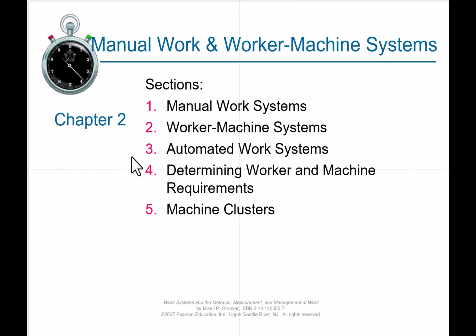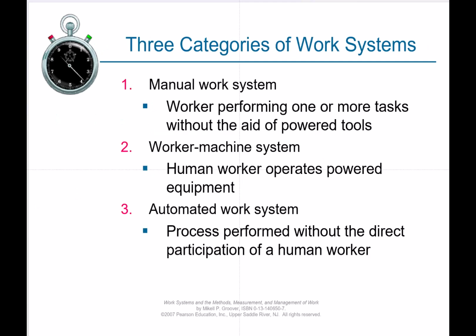This is pretty much the observation of some manual work, and then we're going to work with the observations of machine systems and then the automated system. So there are basically three categories of work systems: the manual, like I said, the worker-machine system, and then the automated work system. Obviously we need to get very good at evaluating the manual system before we move into mechanization and automation.